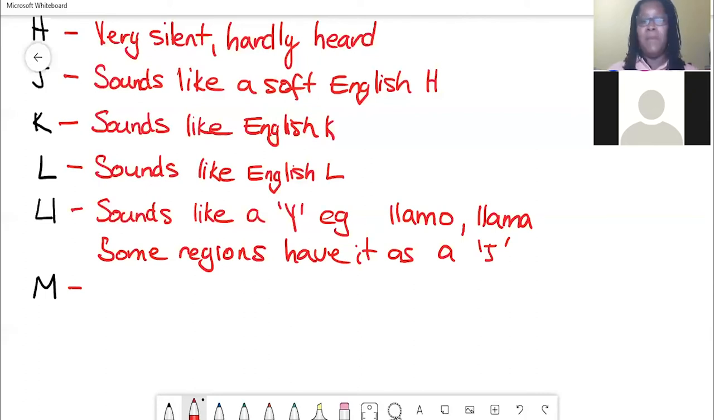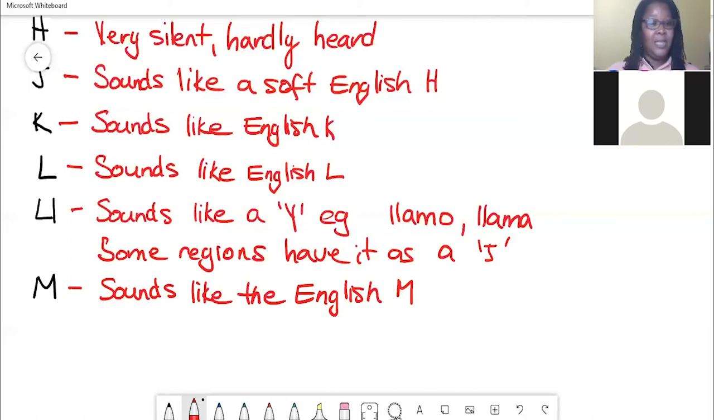The letter M, again, one of our goody two shoes, sounds like the English M. The N, just the same. Like I said, most of these students, they know how to behave. They're coming from good homes. Sounds like your English N.